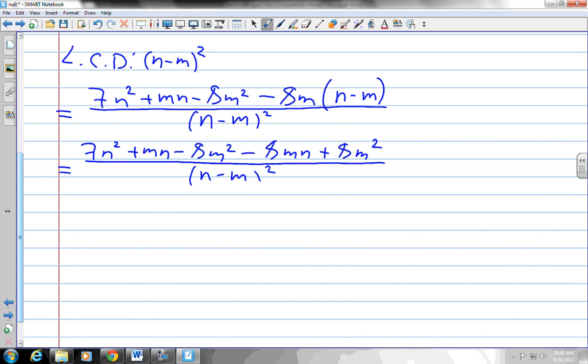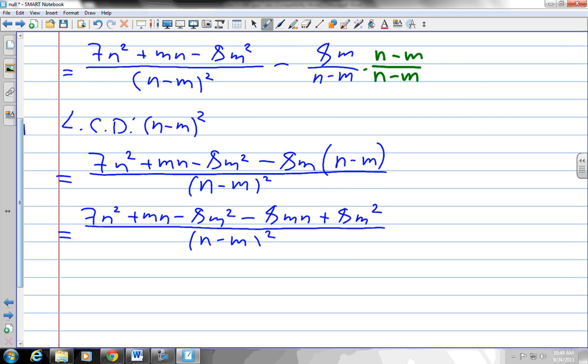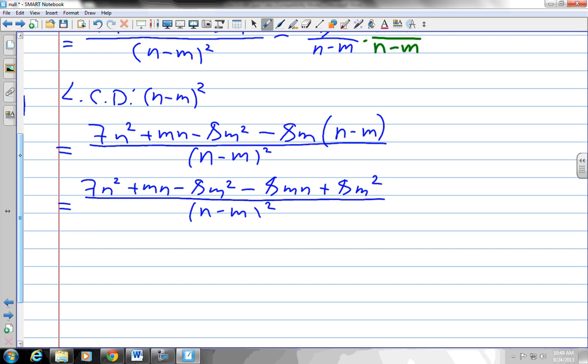Is that okay? At this point, you want to combine like terms and simplify that numerator. So what can I do? The 8m squared terms are gone. And when you combine like terms, you get 7n squared. And then we have mn minus 8mn, which is minus 7mn.